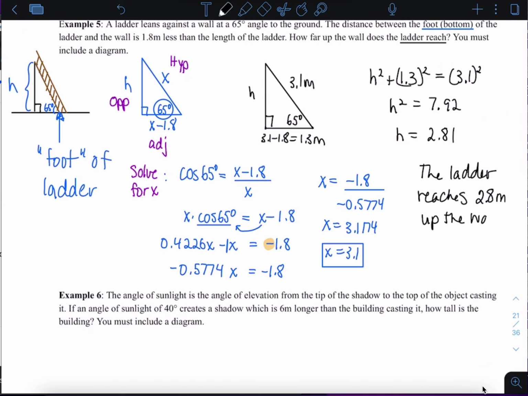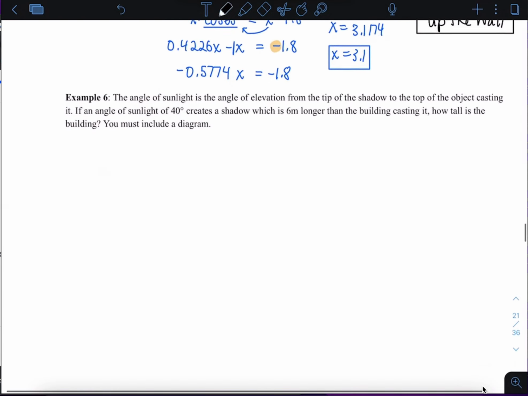In general, if I forget to tell you how many decimal places to include in your answer, you can just look at the question and recognize, hey, I was given one decimal place, so I'm going to give my answer in one decimal place. Okay, last question.